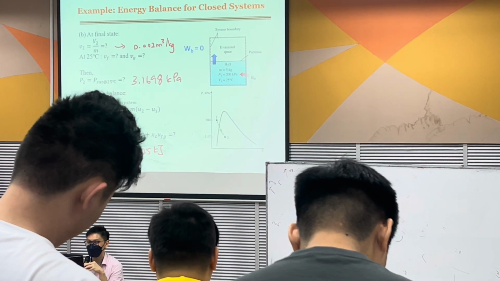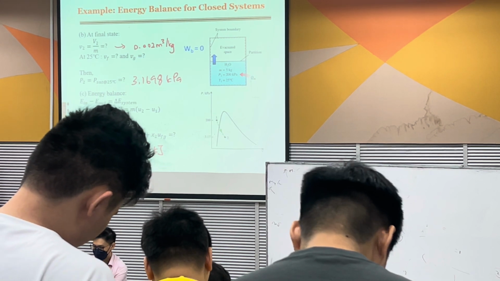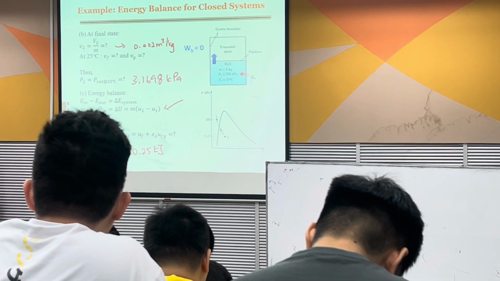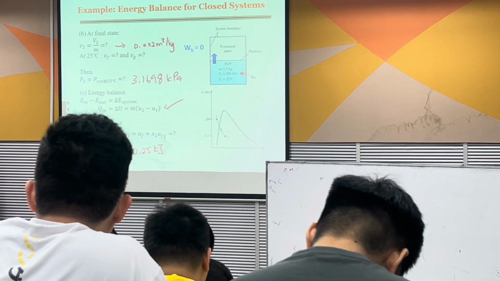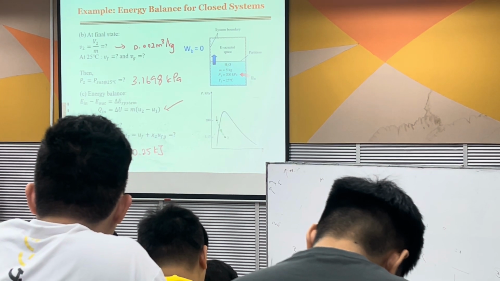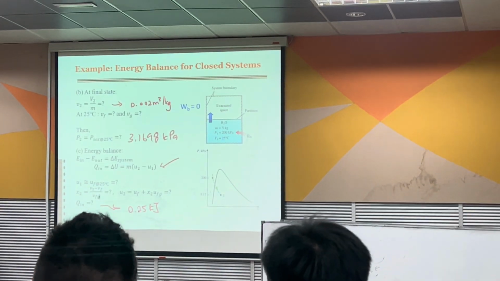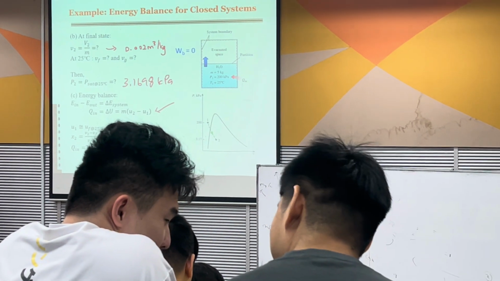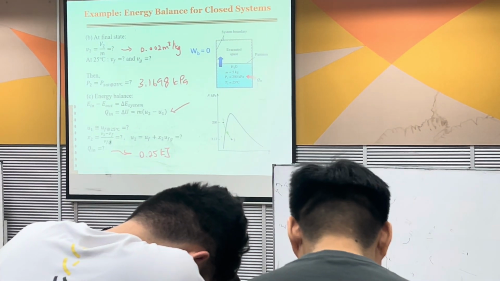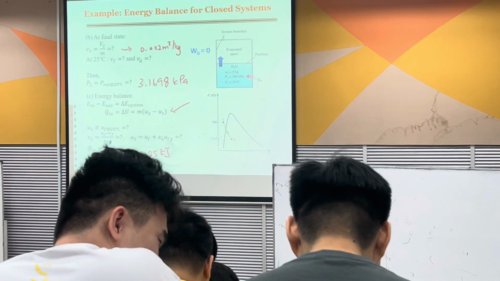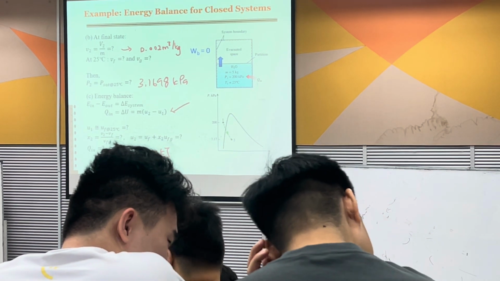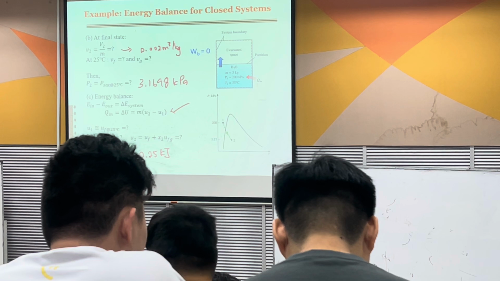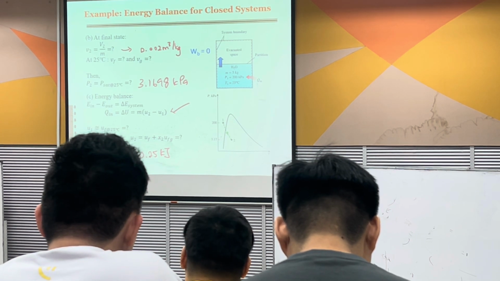No, the 0.25 is the final answer. So you put in the energy balance equation that we learned, then you find U1, you find U2, substitute in all the values, and you will get Q in. In this case, the only energy involved is Q in. There's no boundary work, there's no work, there's no Q out also. So you can try this on your own, see if you can get 0.25 kilojoule.